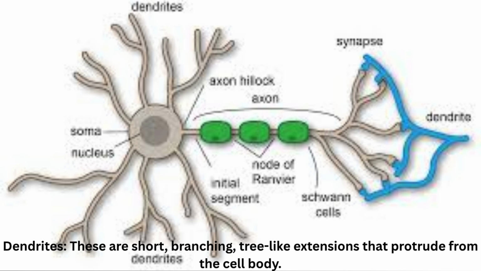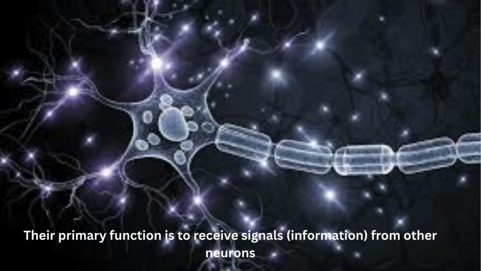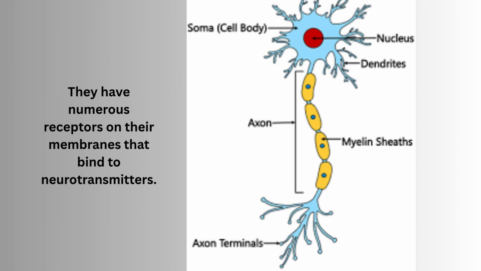Dendrites. These are short, branching, tree-like extensions that protrude from the cell body. Their primary function is to receive signals, information, from other neurons. They have numerous receptors on their membranes that bind to neurotransmitters.